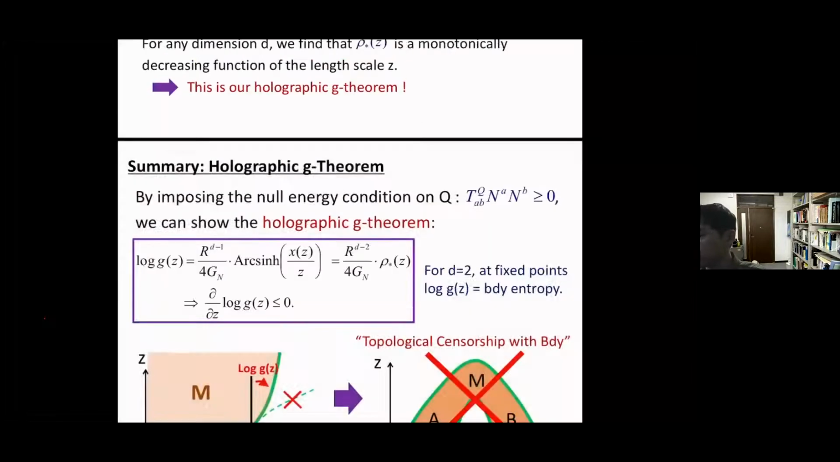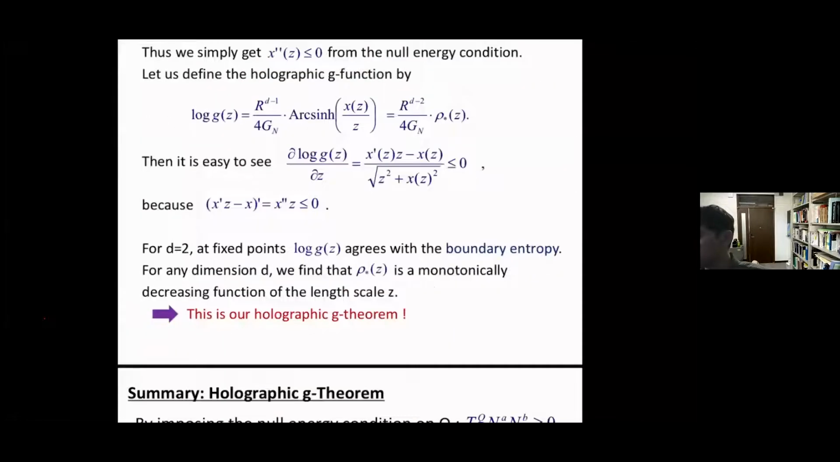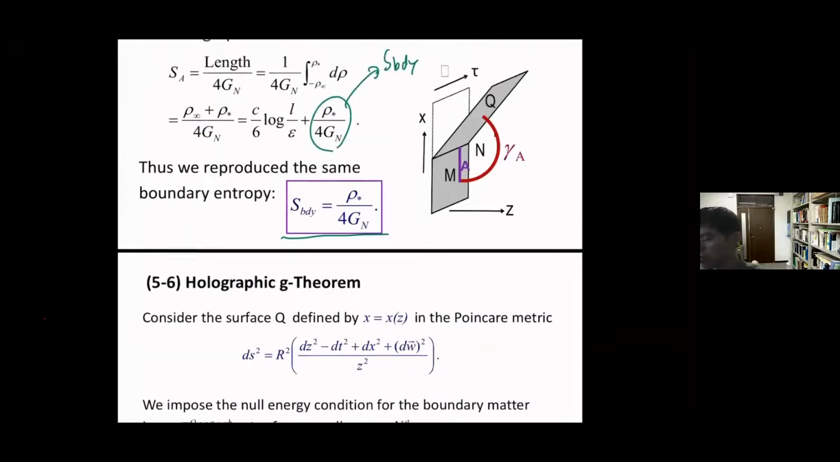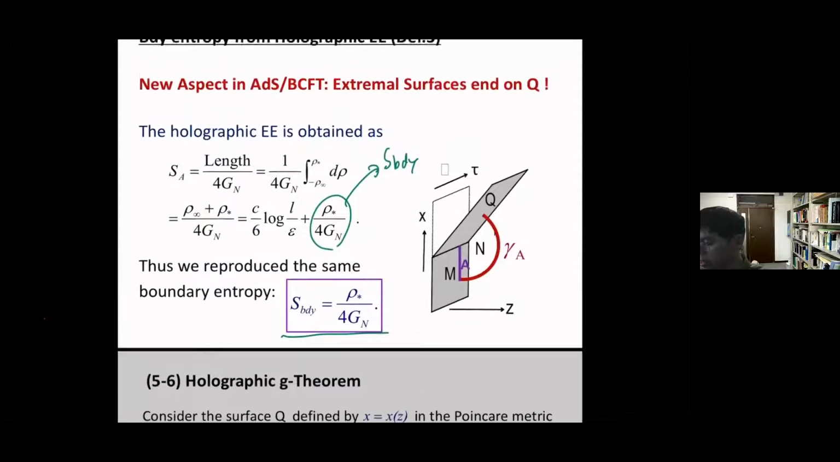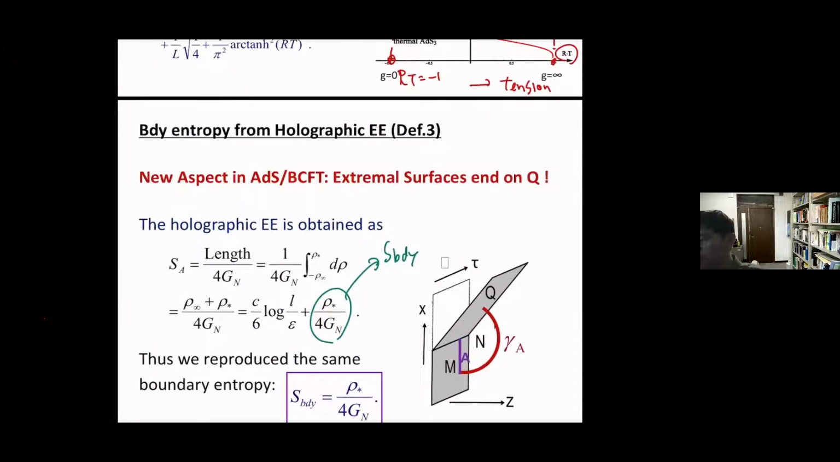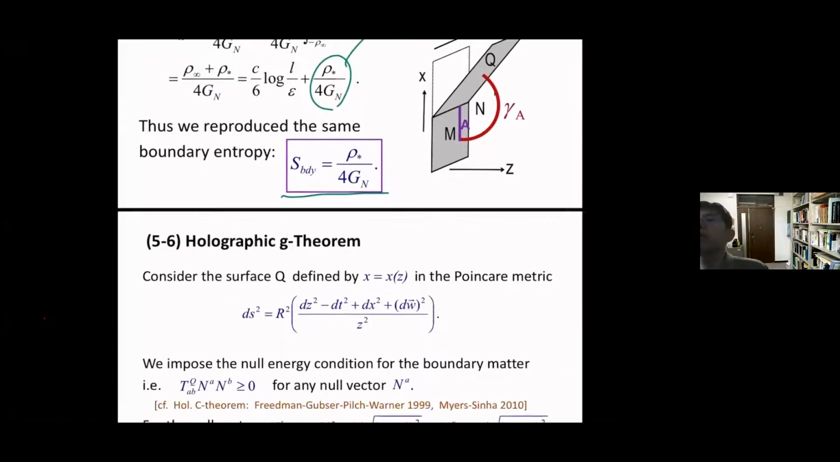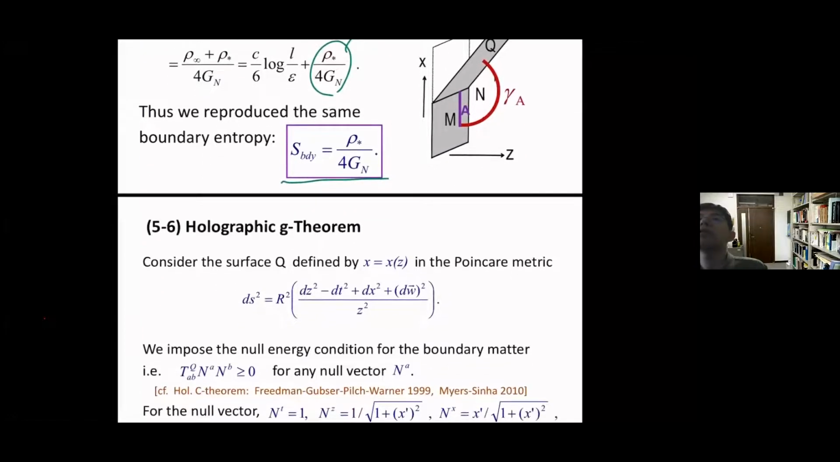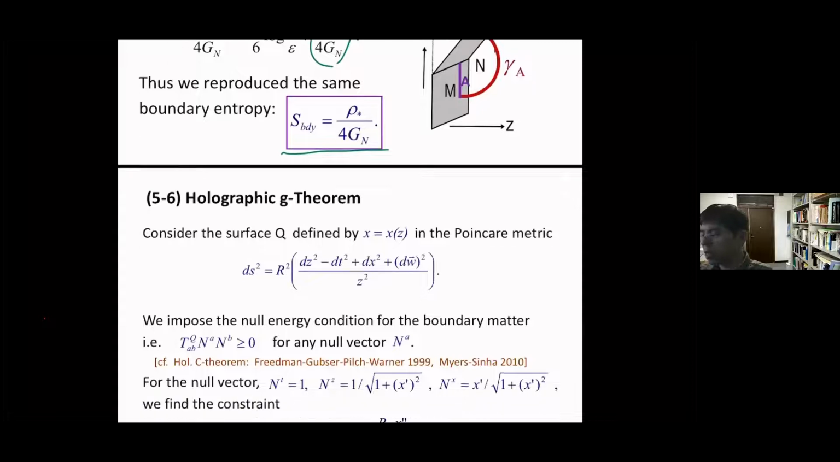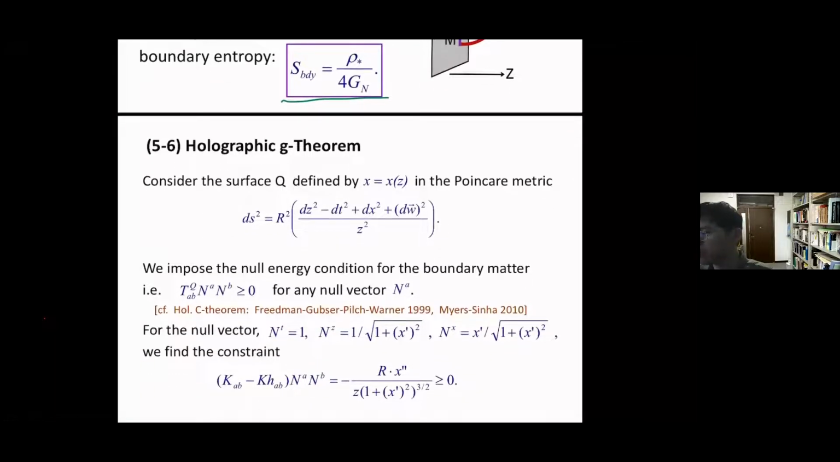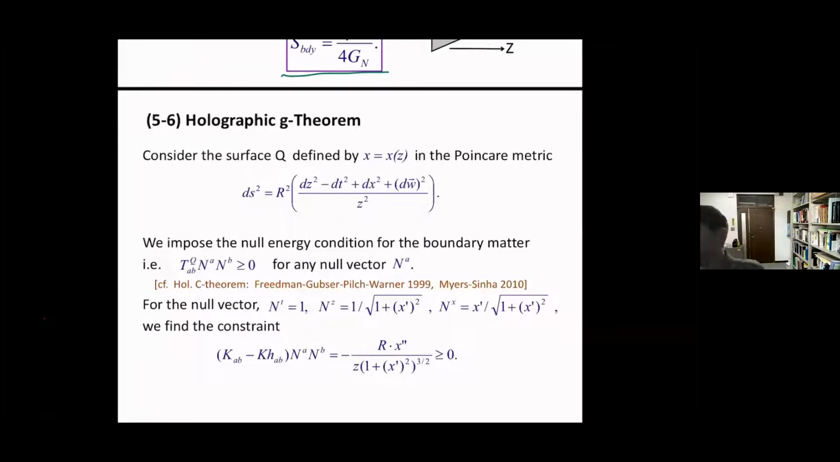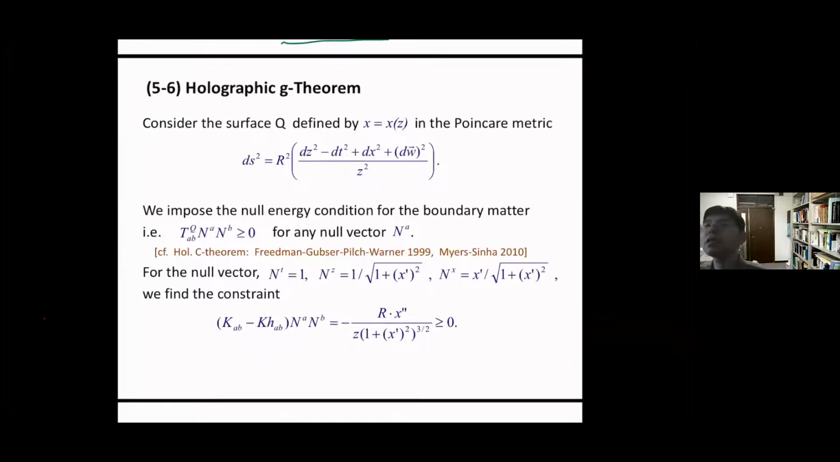Okay. Yeah, and also annulus amplitude, and also finally, this is entanglement. So in this way, we can derive boundary entropy by using AdS/CFT correspondence. Okay, and so the next question is the g-theorem, right? This boundary entropy has a very nice property that it monotonically decreases under RG flow. So can we see this in AdS/CFT? The answer is yes.